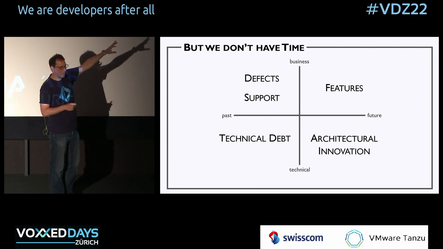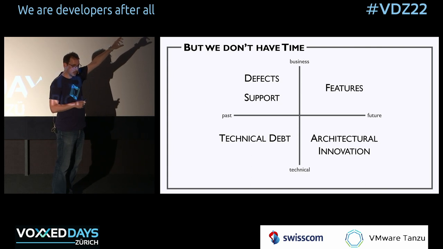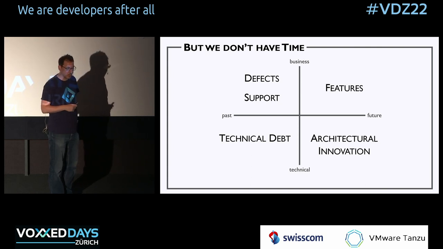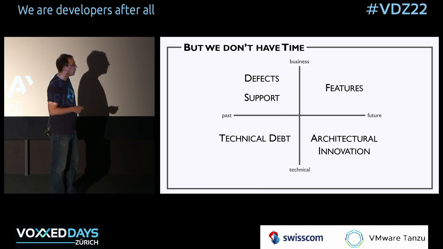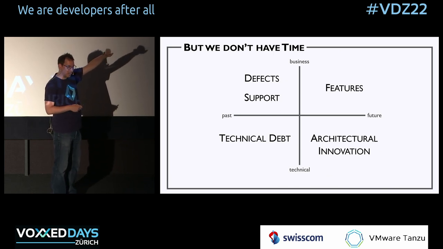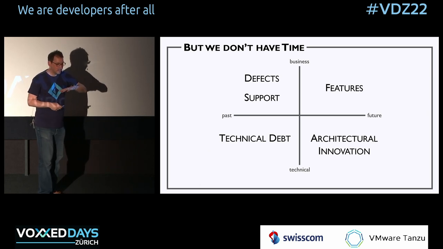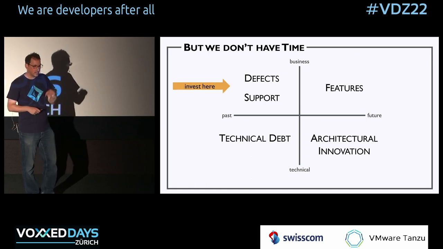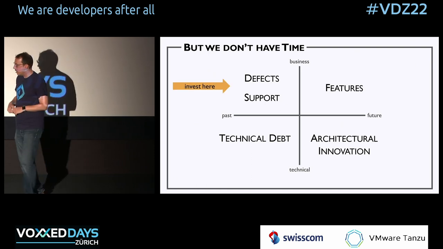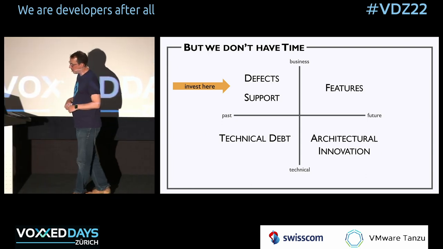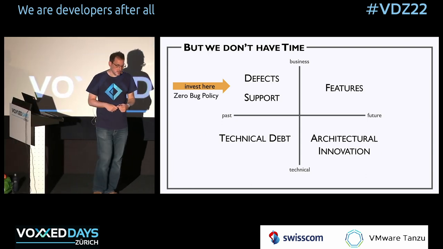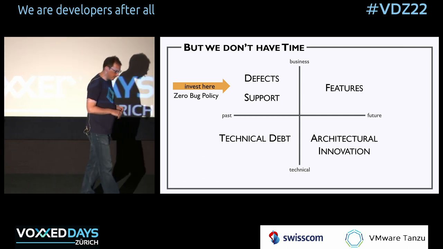The problem is not with 50% features. That's okay. The problem is that the 45% or the 40% bugs is the problem. A good bugs and support number is probably 5%. So my tip, if you are in this death spiral of just having to deliver features and you have a lot of defects, is you should invest to reduce the defects. And the thing that works best, in my opinion, is you introduce a zero bug policy. That means if you find a bug, you fix it now or never.